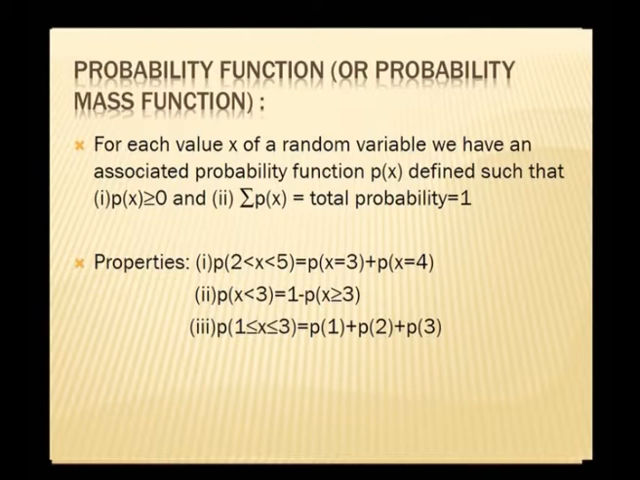Second one, probability of x less than 3 is 1 minus P of x greater than or equal to 3. Third one, probability that x lies between 1 and 3 including the closed interval, that is P of 1 plus P of 2 plus P of 3.